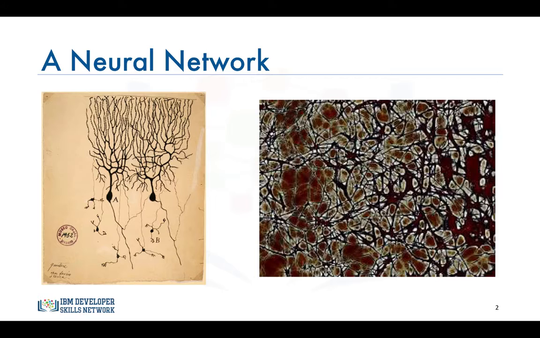This other image here is that of a neural network and has thousands of neurons in what looks like brain tissue. It gives you a sense of how tightly they are packed together and how many of them are in a small brain tissue.